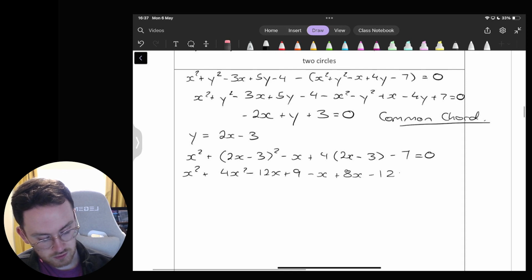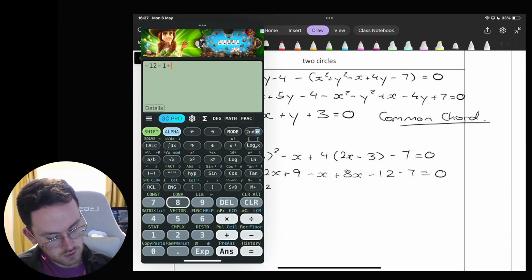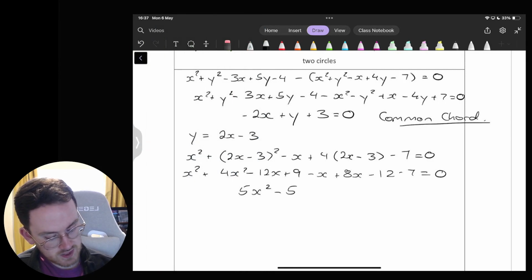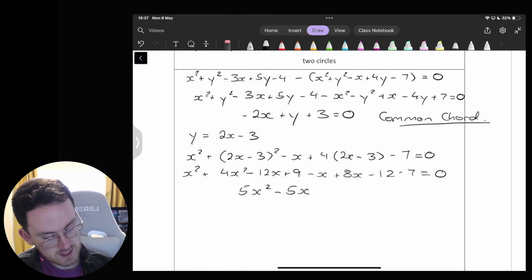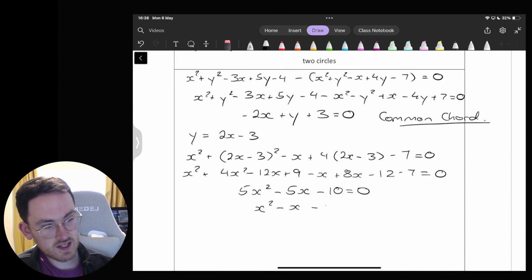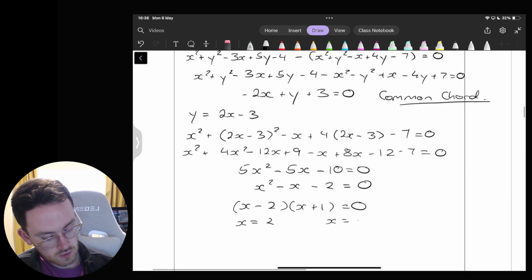8x minus 12 minus 7 equals 0. So I have 5x squared minus, let me see, where does this take me? Minus 12 minus 1 plus 8 is minus 5, minus 5x plus 9 minus 12 minus 7 is minus 10. I can divide across by 5 there. x squared minus x minus 2 equals 0. That's going to give me x minus 2, x plus 1. So x equals either 2 or minus 1.